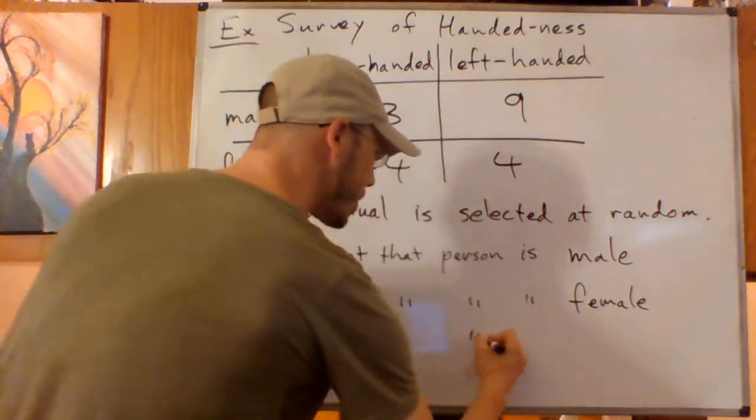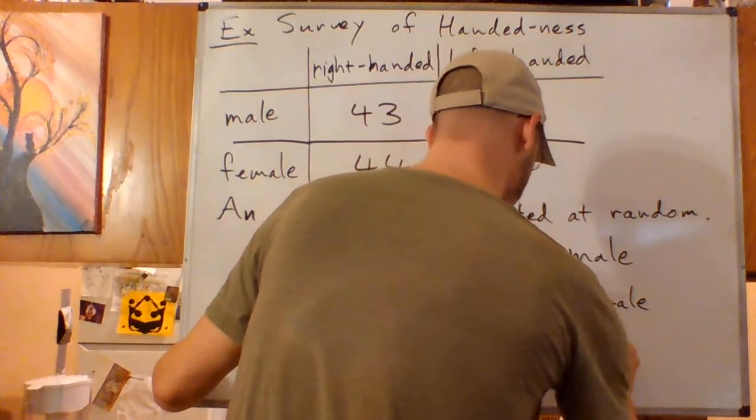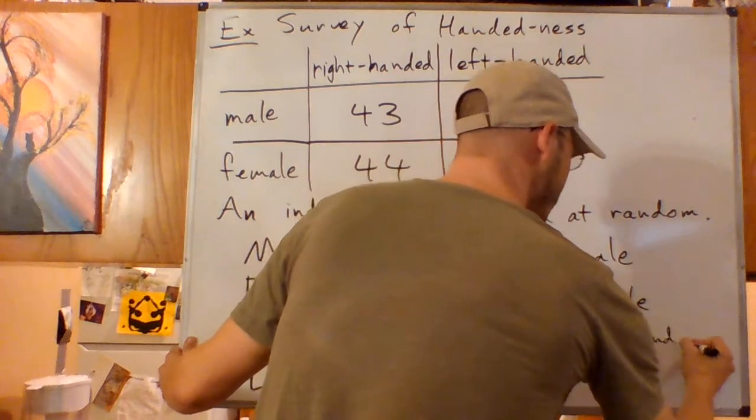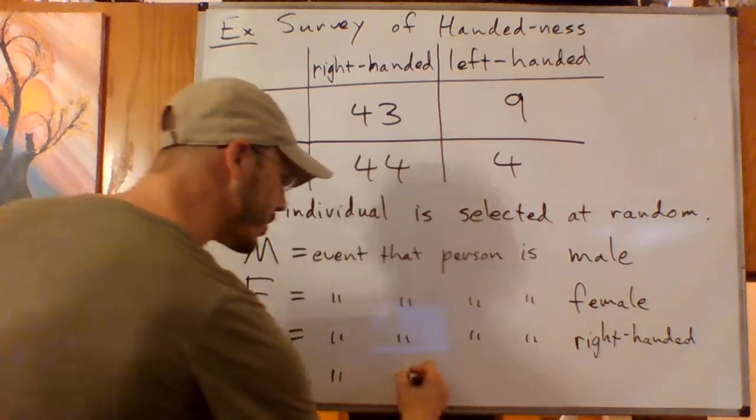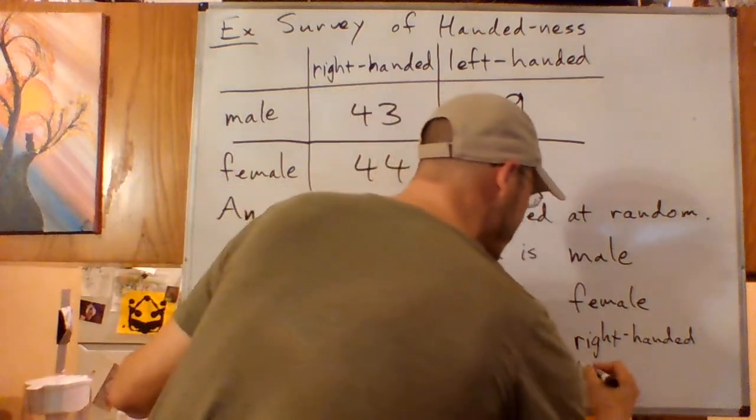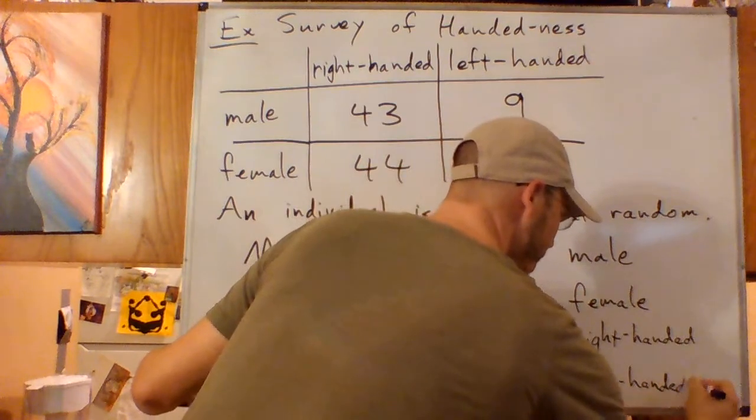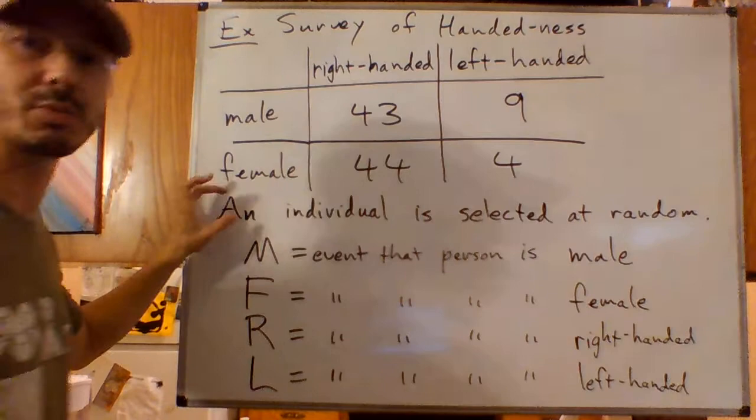Event that person is right-handed. And finally, L, event that the person is left-handed. So these are the events we're looking at when our experiment is to select one individual.